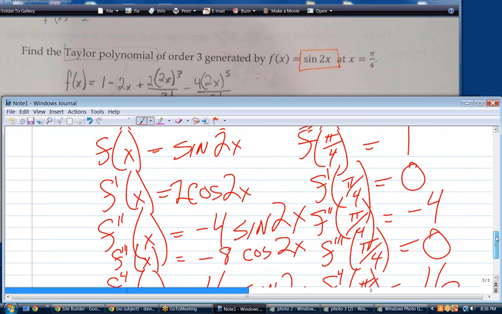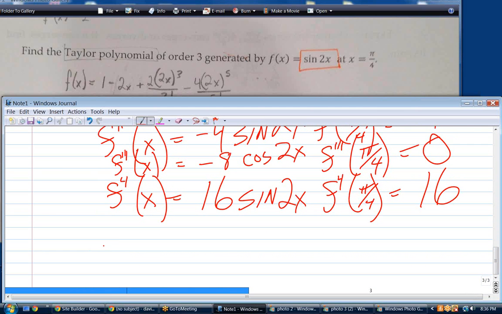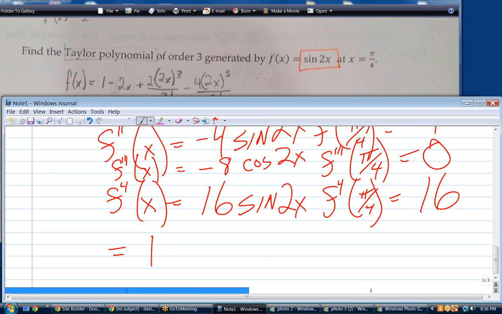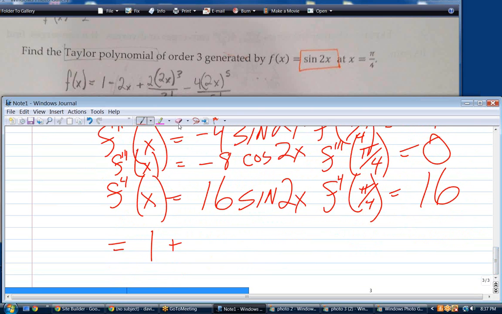Okay, so we have our coefficients: 1, 0, minus 4, 0, and 16. So it's equal to f of x, which is 1, plus, and this is going to be the coefficient times x minus pi over 4, but the coefficient is 0, so there's no second term. The third term will be minus 4 times x minus pi over 4 squared all over 2 factorial. Am I right?